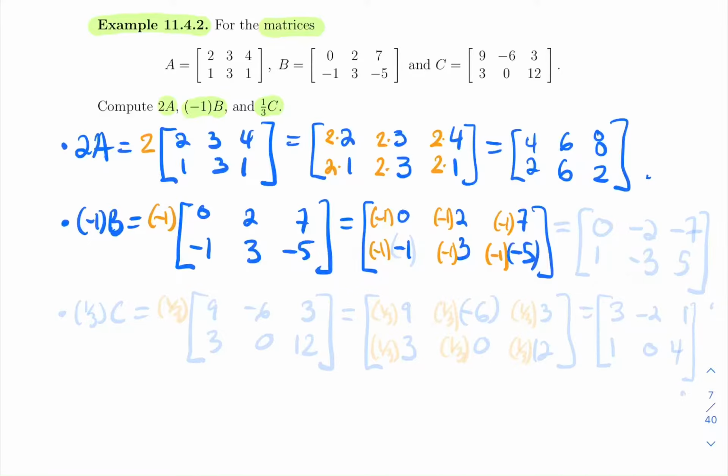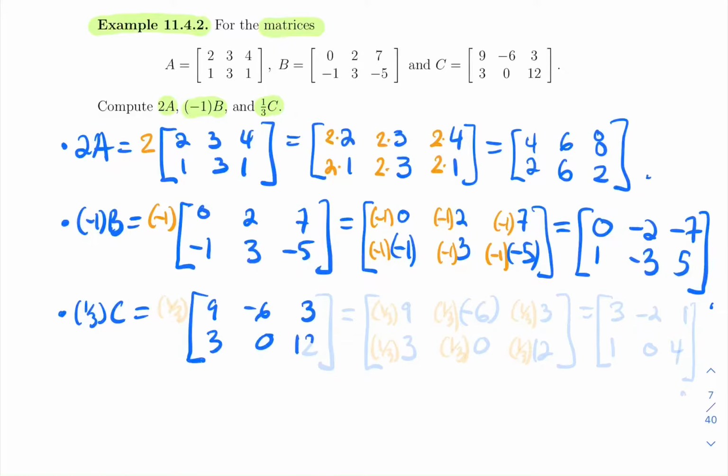So if you multiply, you're going to get 0, minus 2, minus 7, plus 1, minus 3, and plus 5. So all the signs inside the matrix B were changed. So 0, minus 2, minus 7, 1, minus 3, plus 5. Last example. Let's multiply C by 1/3. So 1/3 C. So here C is 9 minus 6, 3, 3, 0, 12.